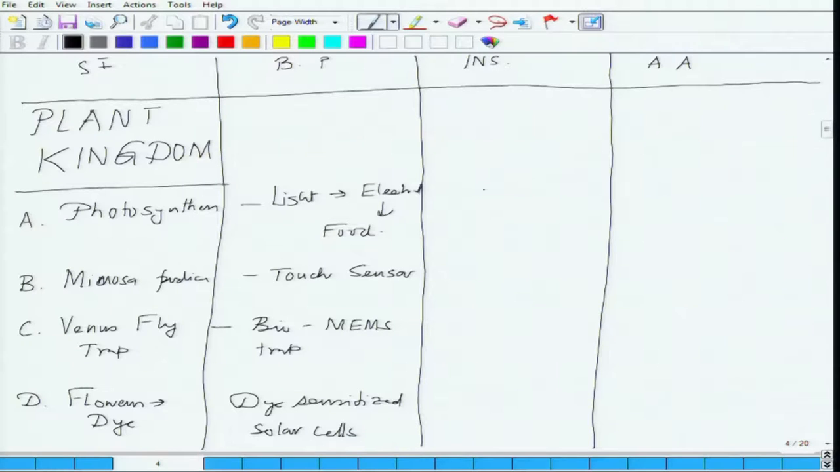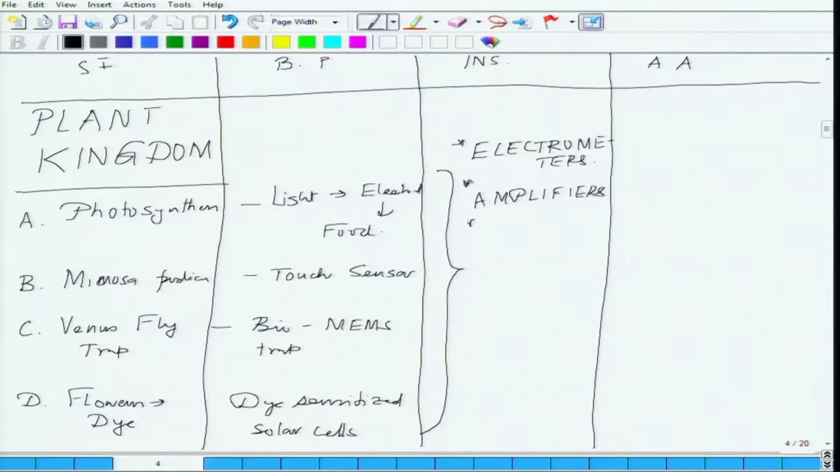Okay. So the instruments here, there are multiple instruments which are being used, which are fairly common. Of course, you need electrometers, amplifiers, you need a whole lot of biochemical techniques to study photosynthesis, and you need the high end MEMS, microelectromechanical systems, and likewise several other instrumentation which is needed. And among the advanced applications in terms of photosynthesis, we are talking about artificial leaf. I am coming to this, what does that mean.